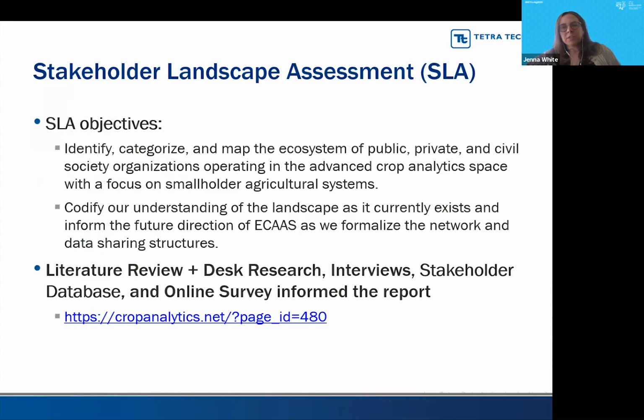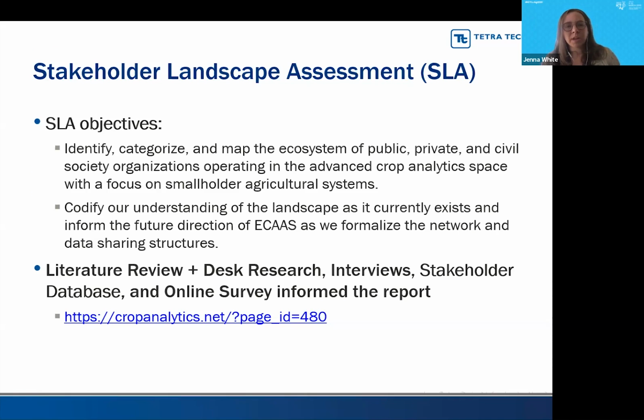So we'll dive in and talk about this landscape assessment, or what we're calling the SLA that Drew mentioned. And the objectives are to understand what exists today. So who's out there? What are they working on in terms of the technology? Where are they in the data chain? But equally as important, how are people working? What does collaboration look like?